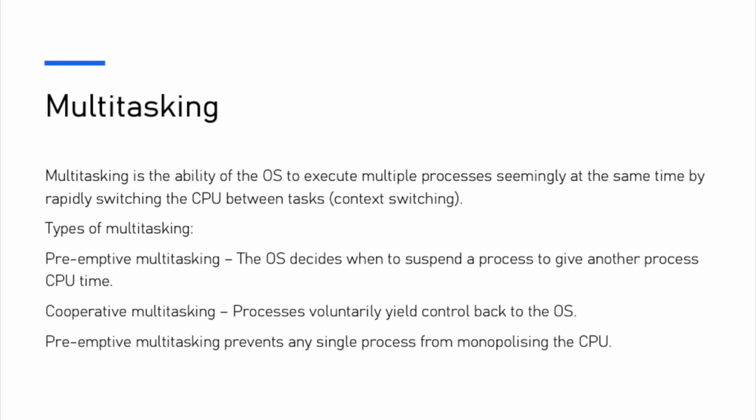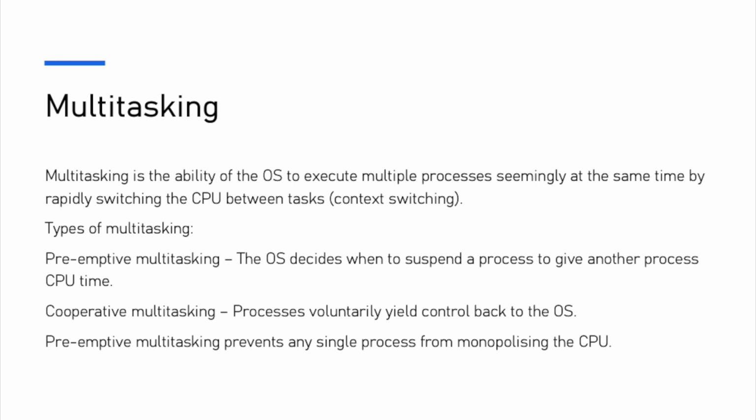So let's start with multitasking. Multitasking is the ability of the operating system to execute multiple processes seemingly at the same time or concurrently. And it does that by rapidly switching the CPU between tasks, which is called context switching. Now, context switching is essential for multitasking because every process has its own register values, its own wait time, its own priority level, and all of that needs to be saved if you're going to load another process and reloaded when it's that process's turn again.